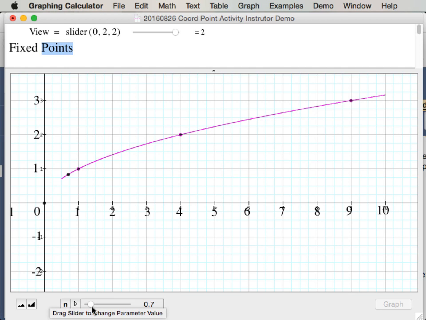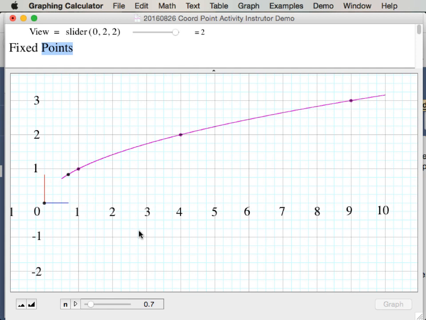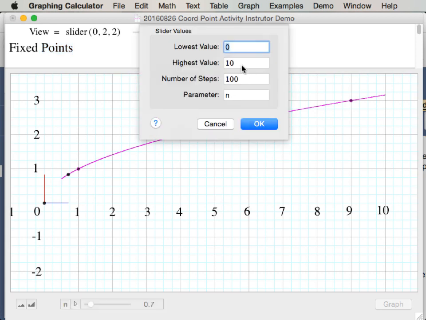Now the next thing is, if you go to graph, you can turn off the axes. When I turn off my axes, you'll notice there's something else there. Again, to change your range of n, you can just click on the n. So we want to go from what to what? 0.5 to 10.